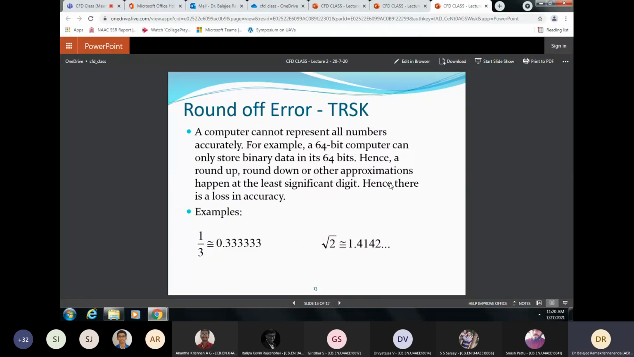For example, 1 by 3 is 0.33333 and so on. It will keep continuing, but you stop after 6 decimal places because the computer cannot handle numbers larger than that. In the same way, root 2 is 1.4142, and you may approximate it as 1.414. Yes, that is an approximation. So what happened to the chopped off numbers? They are errors. So you have to live with this error.